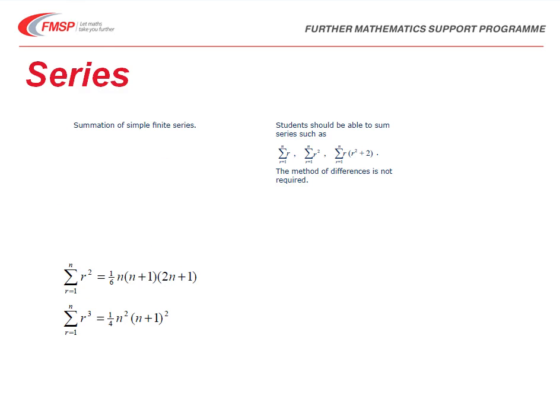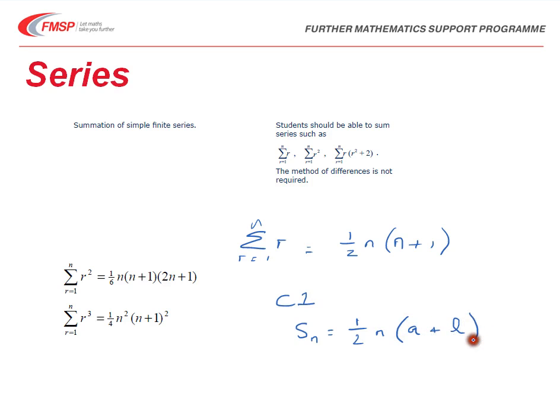Now sigma r from r equals 1 to n is equal to 1/2 n(n plus 1). You're not actually given this directly, you may be able to remember it. However, if you find yourself having problems remembering this, then if you look at the formulae which are given for C1, you are told that the sum of an arithmetic series is equal to 1/2 n(a plus l), where a is the first term of the series and l is the last term.